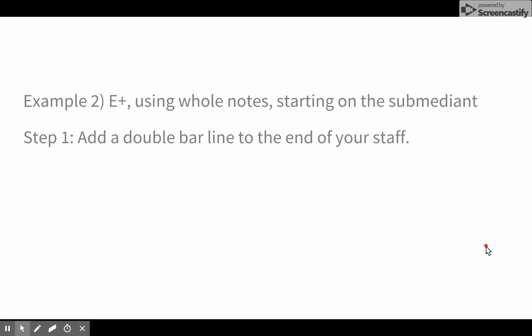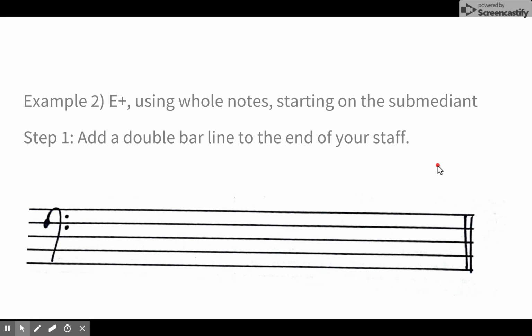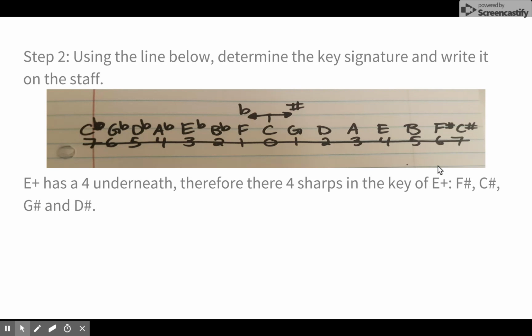In the next example, we're going to look at E major using whole notes and starting on the submediant, which is the 6th degree of the scale. So first, we're going to add a double bar line. We're going to do this in a bass clef example. Using the line below, we're going to determine the key signature and write it on the staff.